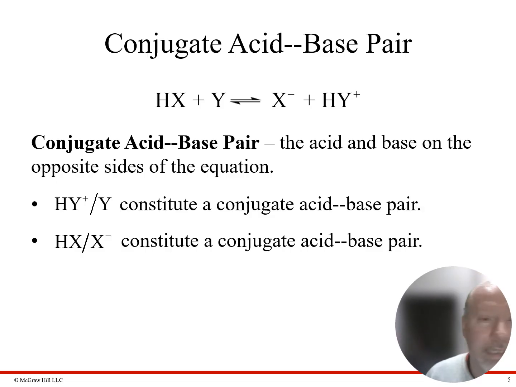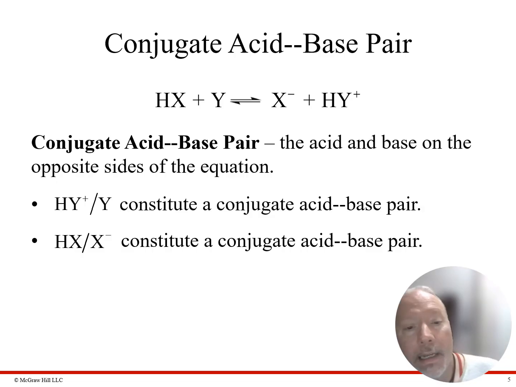Looking at this again, we're just understanding there are conjugate acid-base pairs. So the HY and the Y are the conjugate acid and the base, and then we have the acid and the conjugate base. So we need to make sure we understand those pairs and which is which. The conjugate acid and conjugate base are usually on the product side. The acid and the base are usually represented on the reactant side.